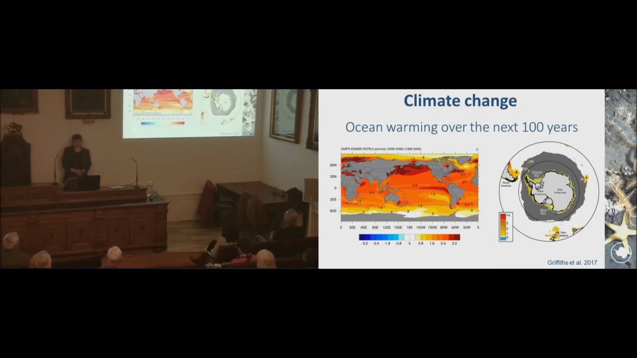So with climate change, the ocean is warming over the next 100 years. We all have heard this. How will this affect the Antarctic? Will it affect the Antarctic? The Antarctic is cold. And yes, it will. It might not warm up as much as the North Atlantic, but it will still warm up quite a lot, by almost a degree in the surface waters.